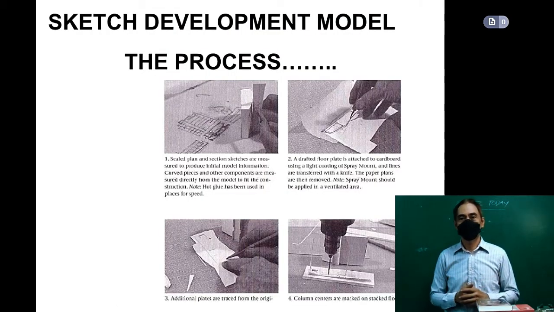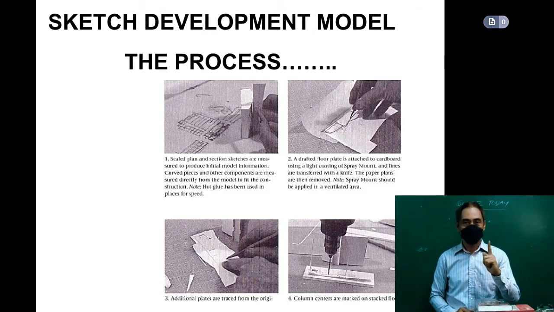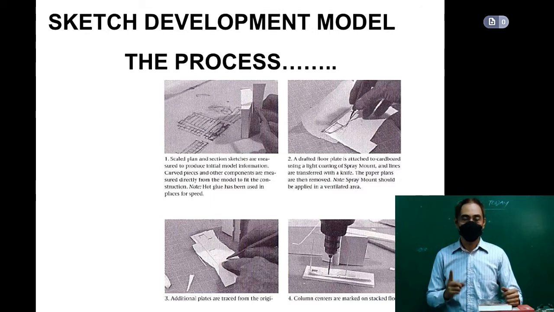A sketch development model, the process. So here is the process of making your scaled model. Number 1, scaled plan and section sketches are measured to produce initial model information. Number two, a drafted floor plate is attached to the cardboard using a light coating of spray mount and lines are transferred with a knife. Number three, additional plates are traced from the original.